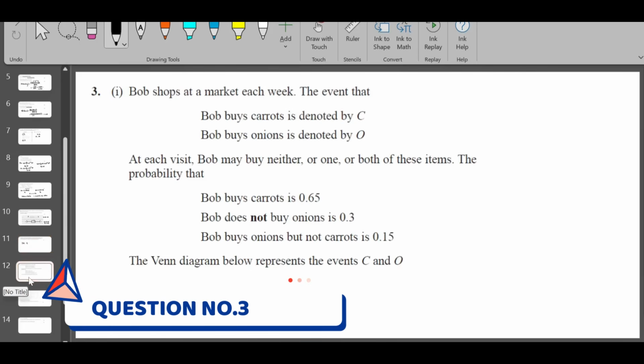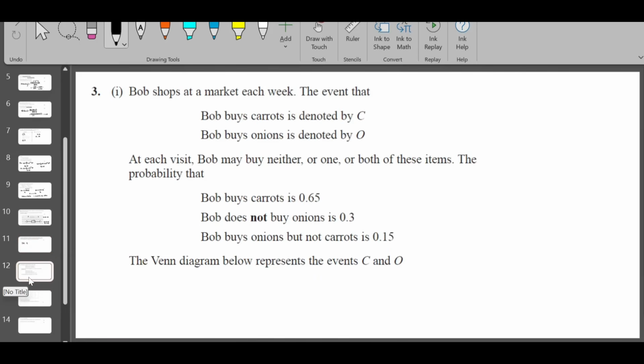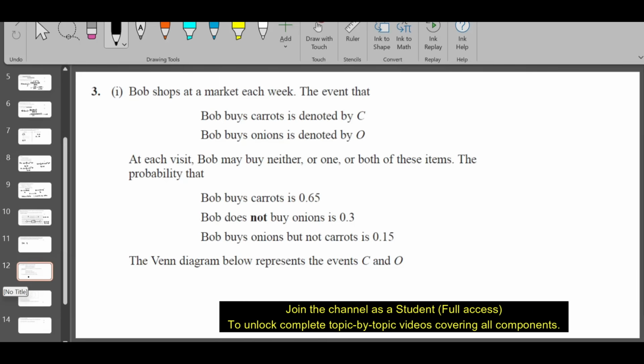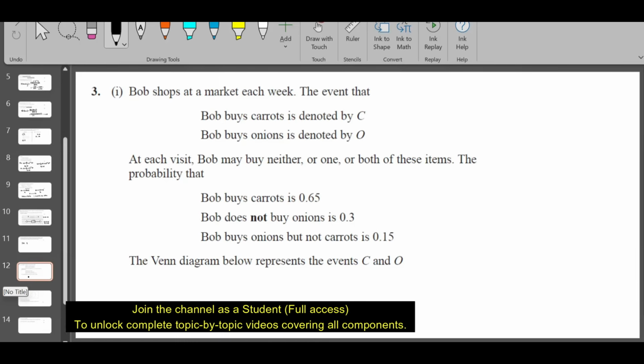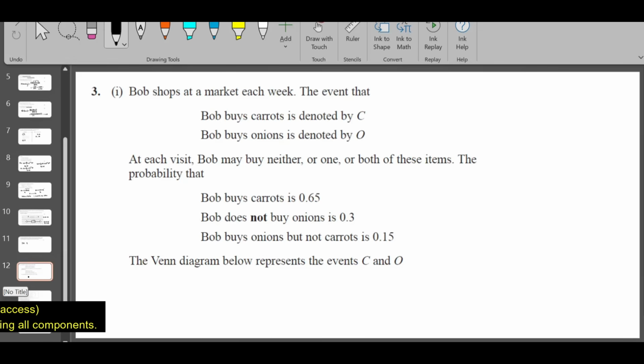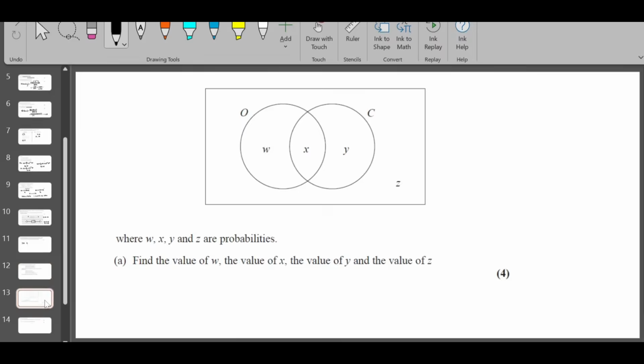Let's look at question number 3 now. Bob shops at a market each week. The event that Bob buys carrots is denoted by C. He buys onions is denoted by O. At each visit, he buys neither or one or both of these items. He buys carrots with probability 0.65, does not buy onions, buys onions but not carrots. And we have a Venn diagram given here. Find the value of W, X, Y, Z. This is for onion, this is for carrot.